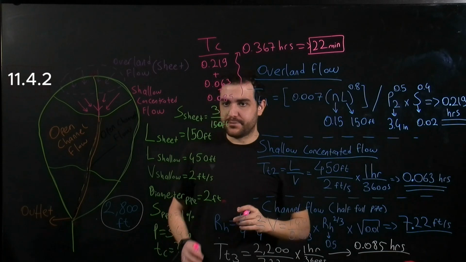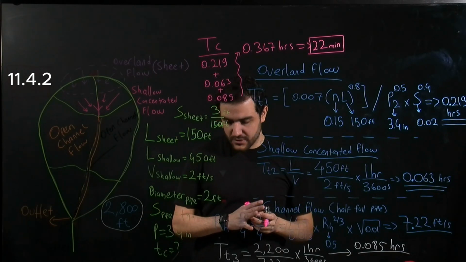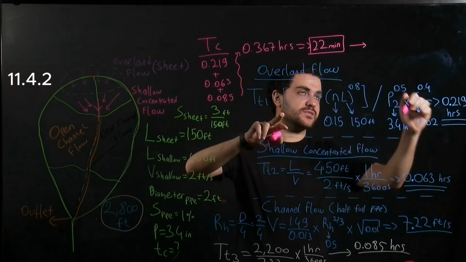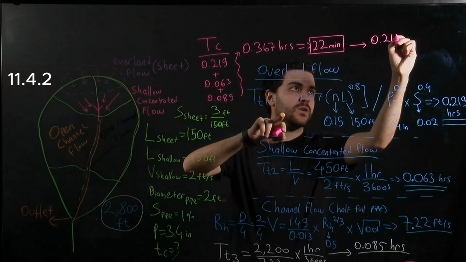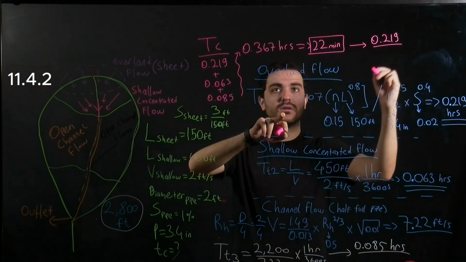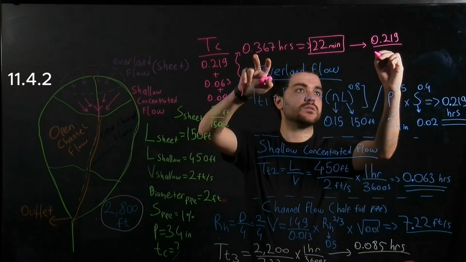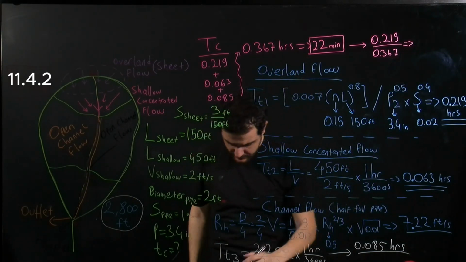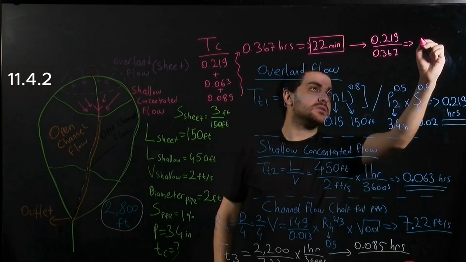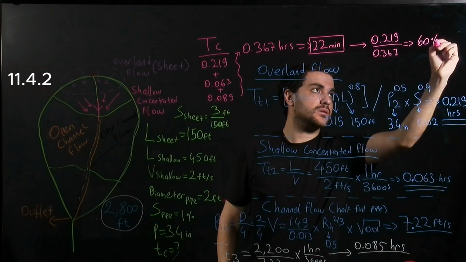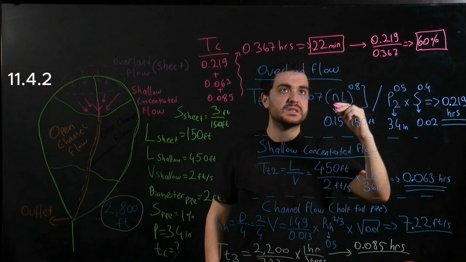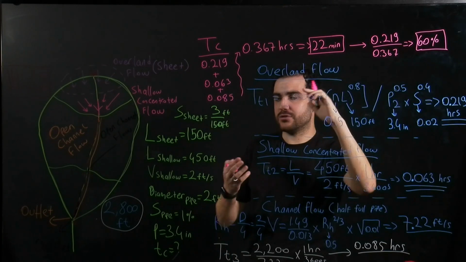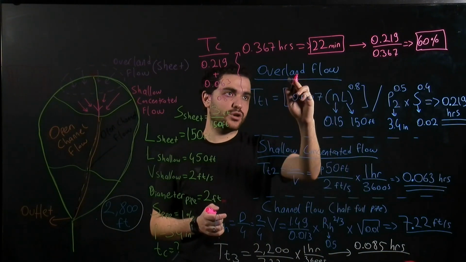And we need to find the percent of the time due to overland flow. So for the overland flow, we have 0.219 over the total. And this gives 60%. So 60% of this total time of concentration is attributed to the overland flow.